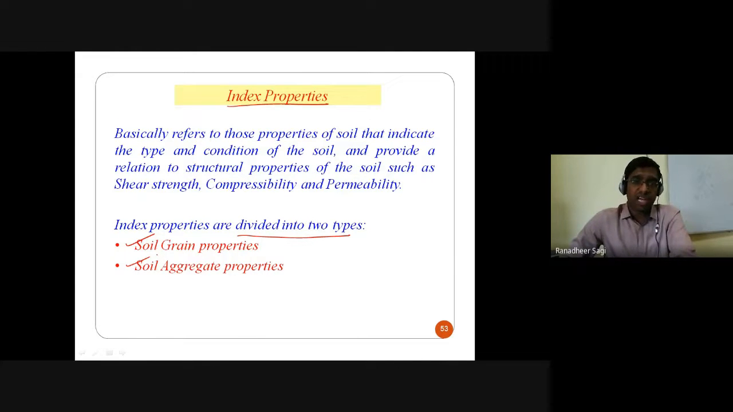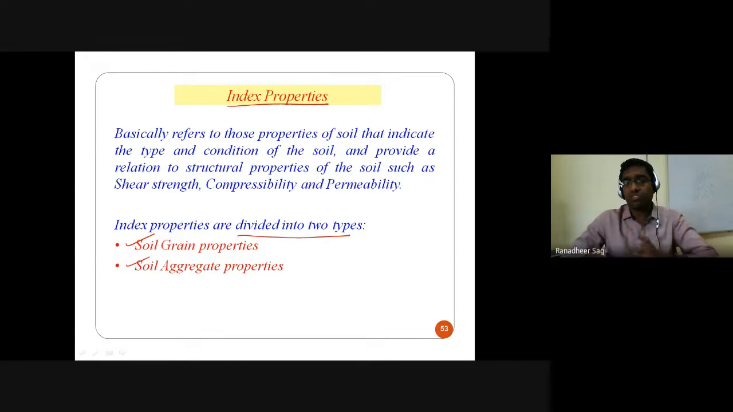In the case of soil grain properties, we are going to be looking at the individual grains, based on which we will understand the subsequent behavior of your soil. Okay, that is what we are going to be coming across in the case of your soil grain properties.